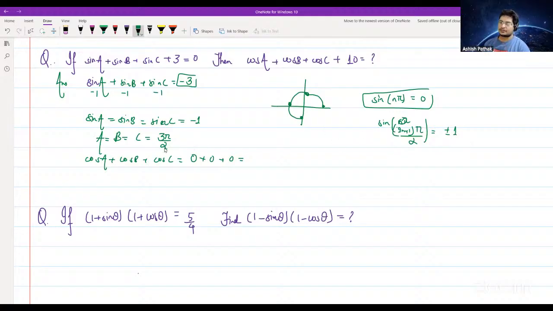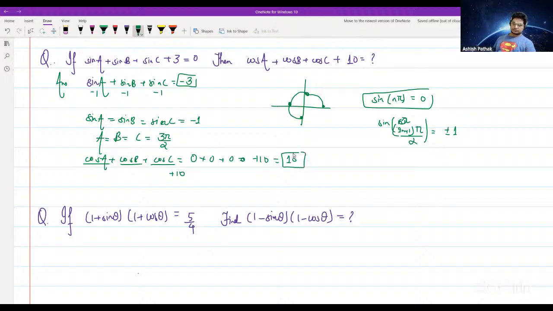Now, here you are getting all the values cos A, cos B, cos C because it's a multiple of pi by 2. At a multiple of pi by 2, cos A, cos B, cos C is equal to what? Is equal to 0. Correct? So that's why we are getting this one as 0. And now we have to add 10 in this. So if I add 10, you will get the answer as equal to 10.